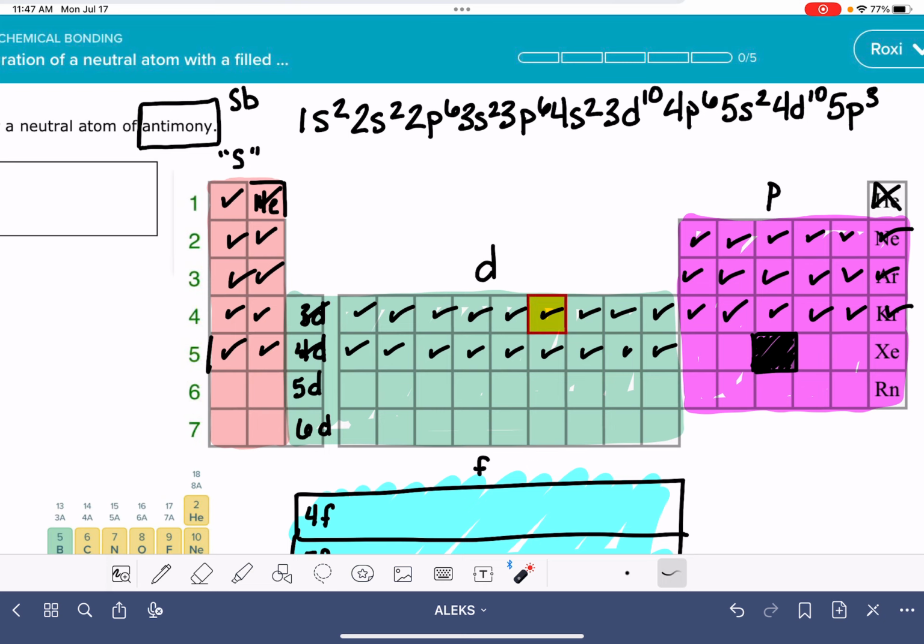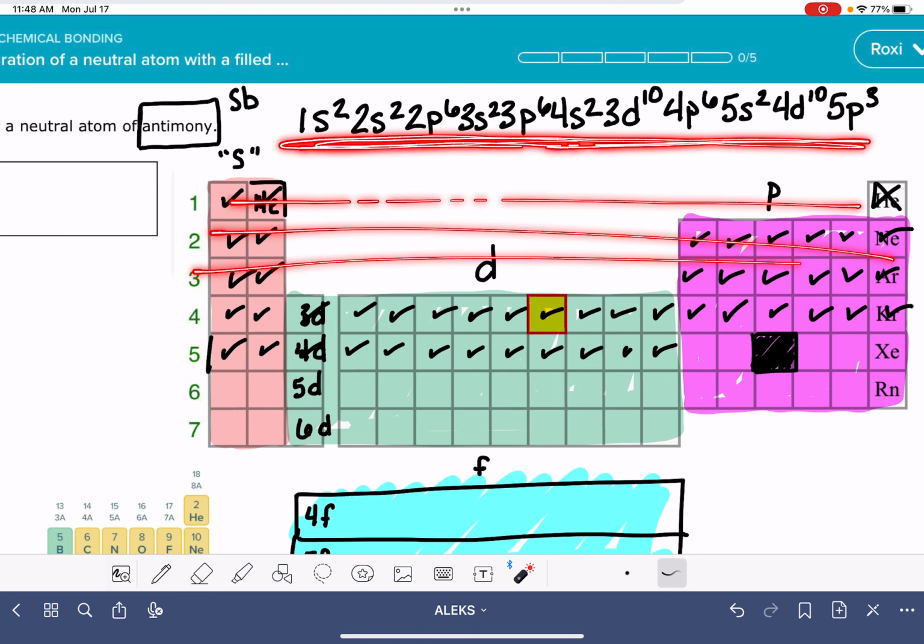Also, some ALEKS problems want you to order the electron configuration in order of increasing principal quantum number. But this problem doesn't appear to want you to do that. So it wants you to write the electron configuration exactly the way that you would read it off of the periodic table, exactly the way that I just did it.